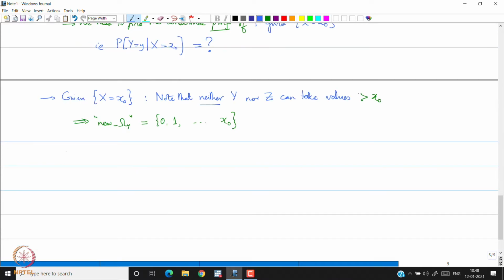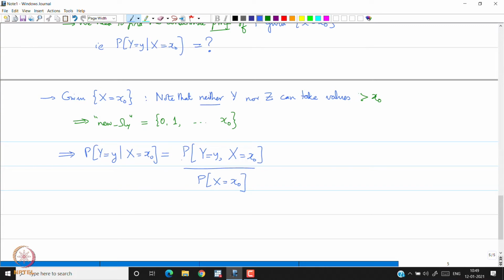So let us go through the calculation. This probability that Y equal to small y given that X equal to x naught is basically the probability that Y equal to small y and X equal to x naught, divided by the probability that X equal to x naught. This is the standard definition of conditional probability that we all know. Now here we have both the numerator and denominator. We know that the denominator's probability comes from the Poisson distribution. The numerator is what we have to calculate.